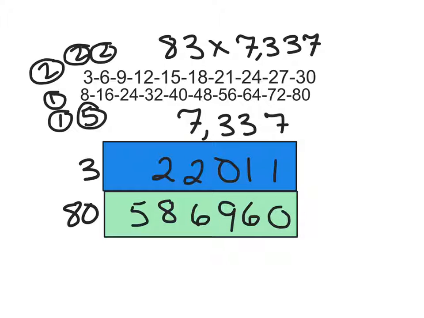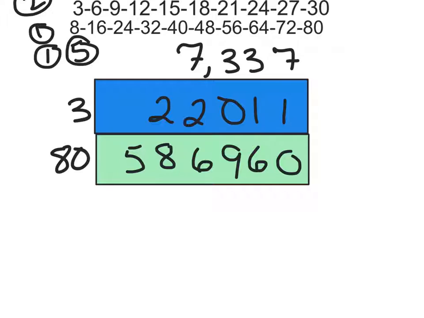Now all we have to do is add these bad boys on up, and we will be all done, my friends. Let's do that right now. And here we've got 1 plus 0 is 1. 1 plus 6 is 7. And 0 and 9 is 9. 6 and 2 is 8.